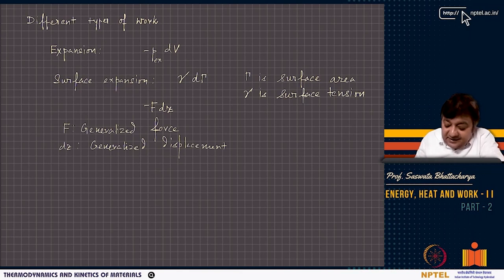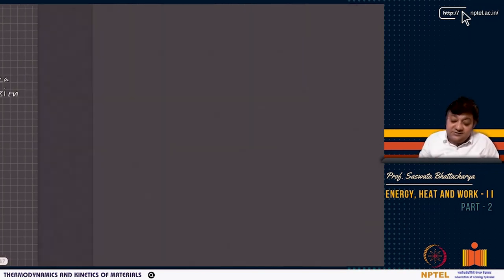Basically, if you have a force, let's call F a generalized force. It can be a chemical driving force, a surface tension force, or a mechanical expansion or contraction. In all these cases, you have a generalized force and a generalized displacement. Whatever way we write it, PdV or gamma dΓ, the main thing to understand is that F is a generalized force and dz is a generalized displacement. This will work for any type of work. If I know the generalized force and displacement, I can include many different types of work, including electrical work and magnetic work.